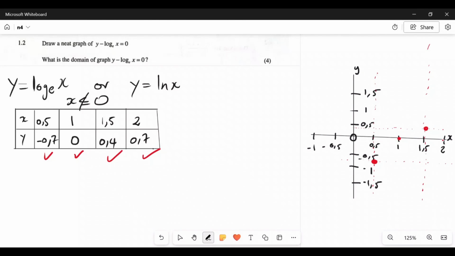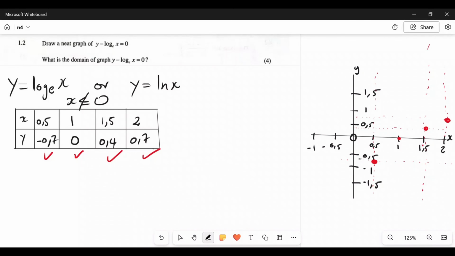So x is 2 here. We draw the line there, vertically going upwards. And then we look at y. Y is supposed to be 0.7. 0.7 is between 1 and 0.5. So we take a ruler again, we draw a faint line that is horizontal. And then wherever they meet there, that is going to be our point.